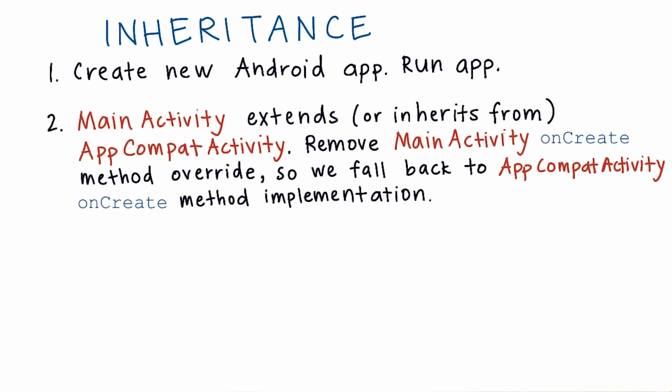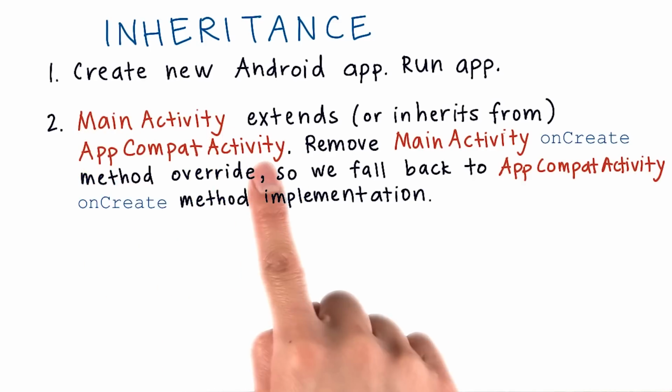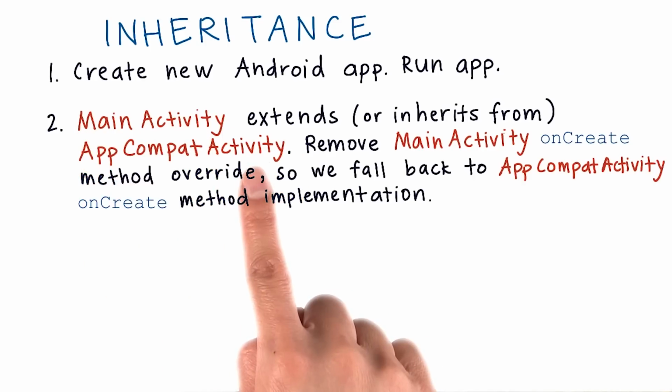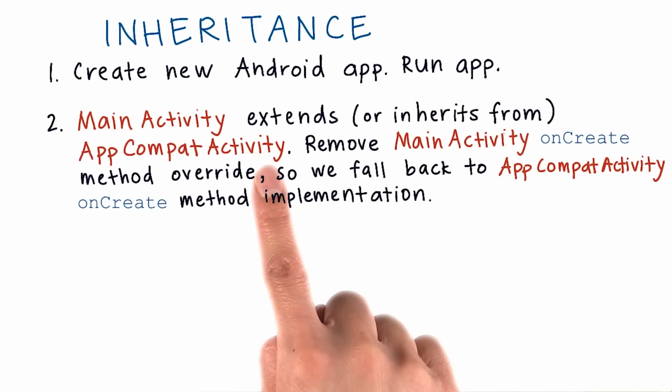Once you create your app, you're going to see a main activity file. That main activity file will extend from AppCompat activity. In your version of Android Studio, if the main activity extends from action bar activity instead, that's okay too. That's just an older version of AppCompat activity.